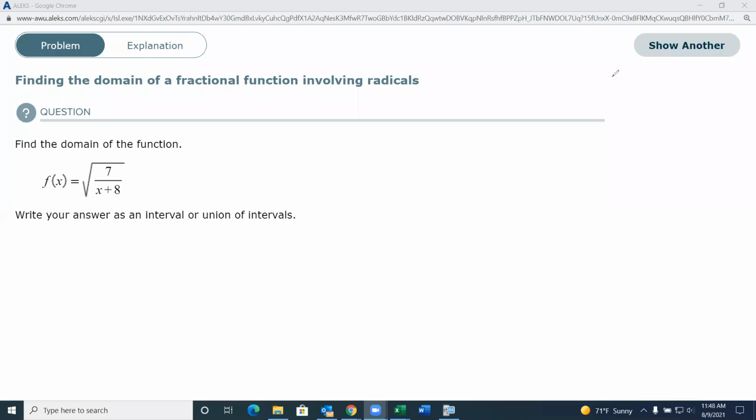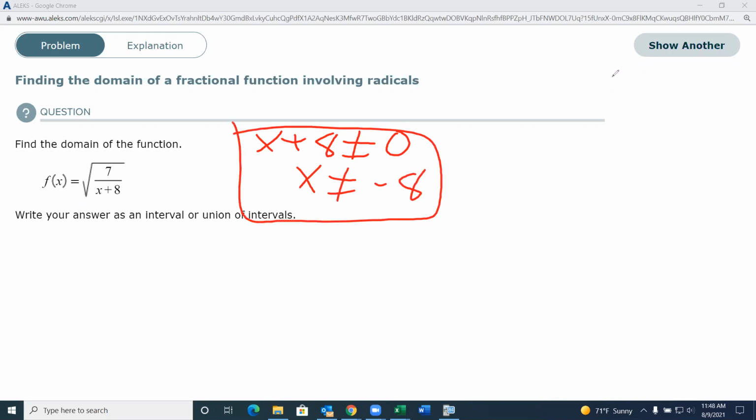Okay, so let's find the domain of this function. So we know that the denominator cannot be 0. So x cannot be -8. All right, we know that. Cool. But we also know that whatever is inside the square root must be at least 0. Okay.